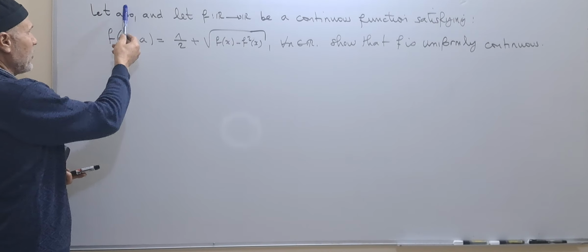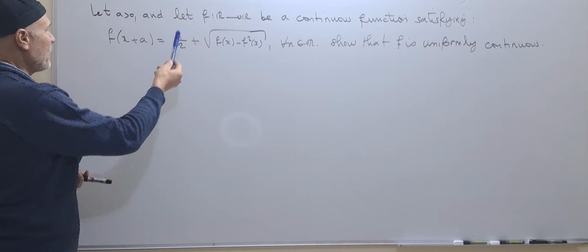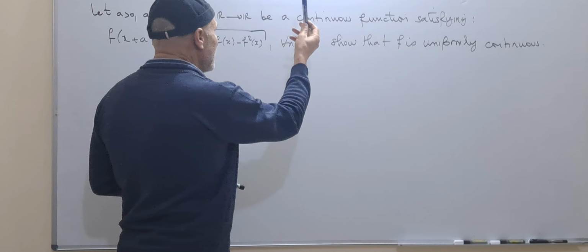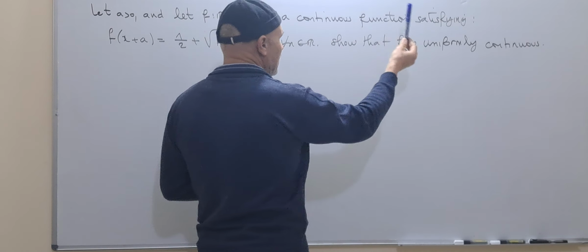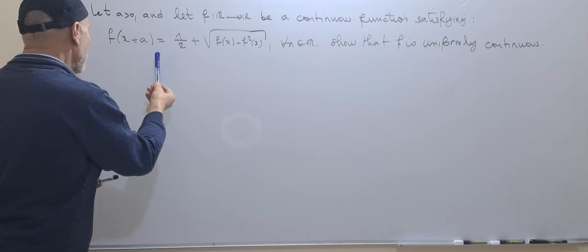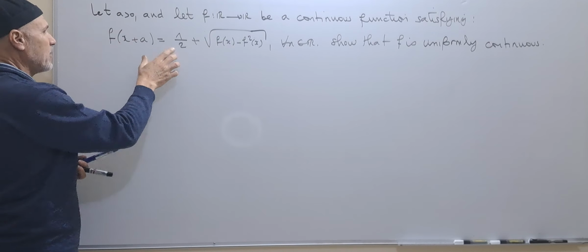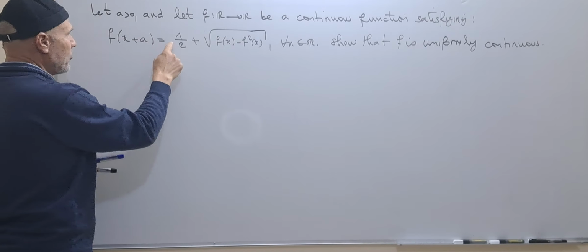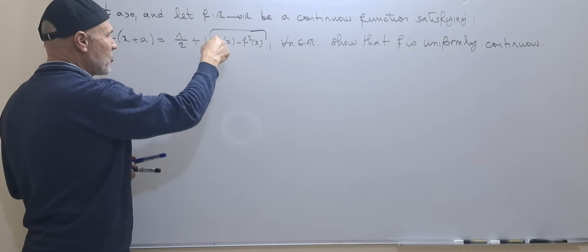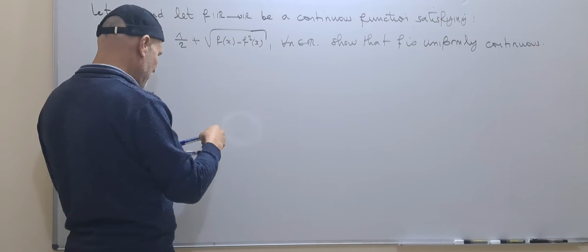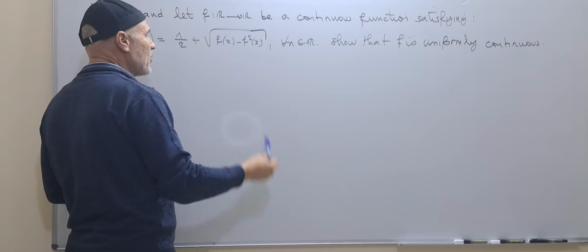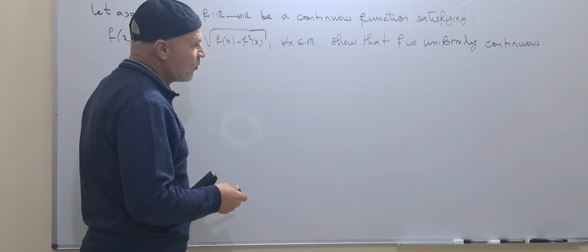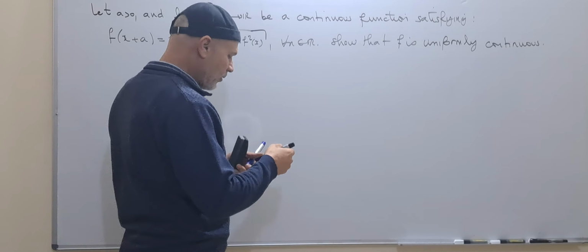Let a be a positive real number, and let f be a continuous function from R into R that satisfies this functional equation: f of x plus a equals 1/2 plus the square root of f of x minus f square of x, for all x in R. Show that f is uniformly continuous.